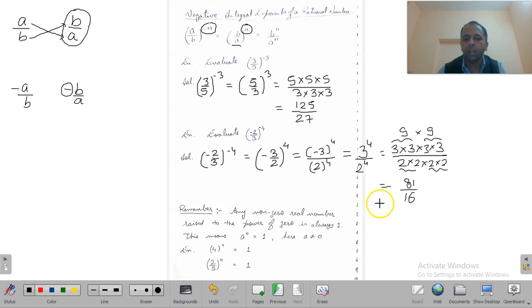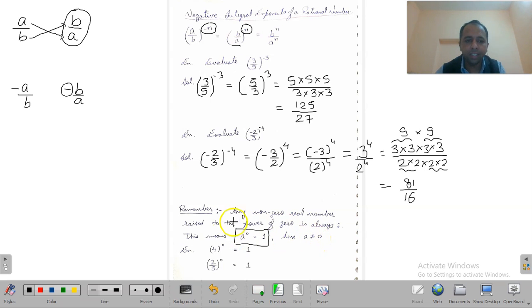Now one very important thing that you need to remember. Any non-zero real number raised to the power of 0 is always 1. This means that a to the power 0 is always 1, where a is not equal to 0.